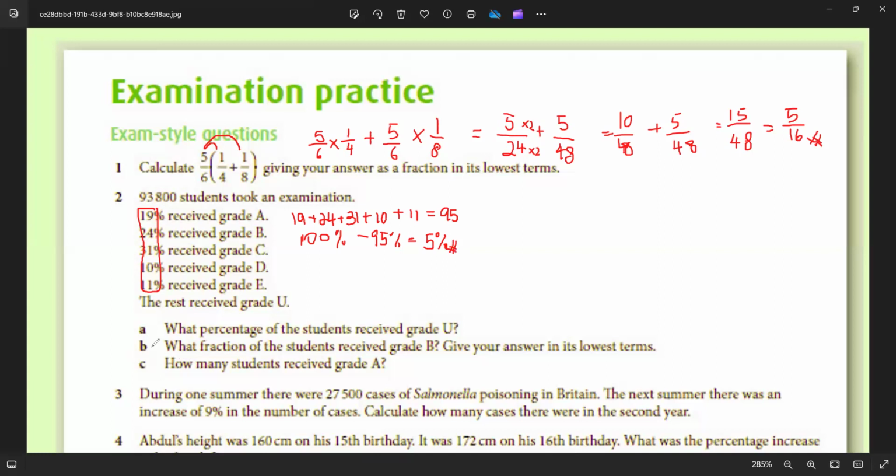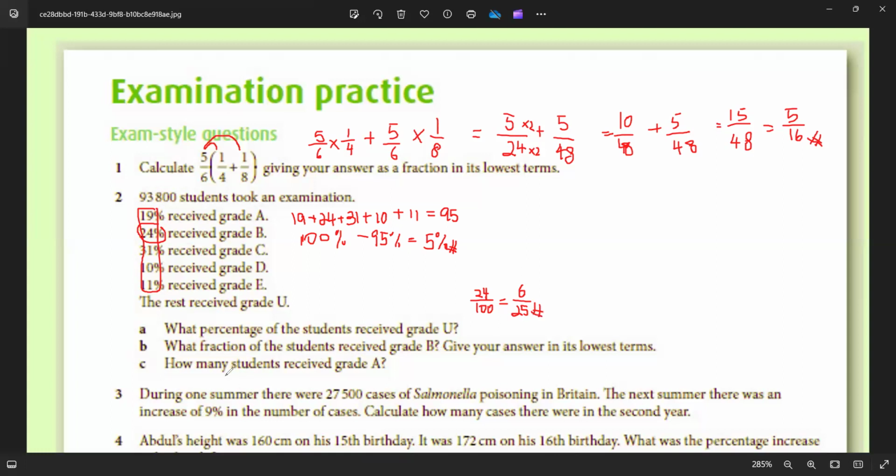And question 2b, what fraction of the students receive grade B? Give your answer in its lowest term. So grade B is 24%. So it's 24 out of 100. When we change it to the lowest term, we can divide it by 4, which 100 becomes 25. And 24 divided by 4, you get 6. So this is the answer for question 2b.